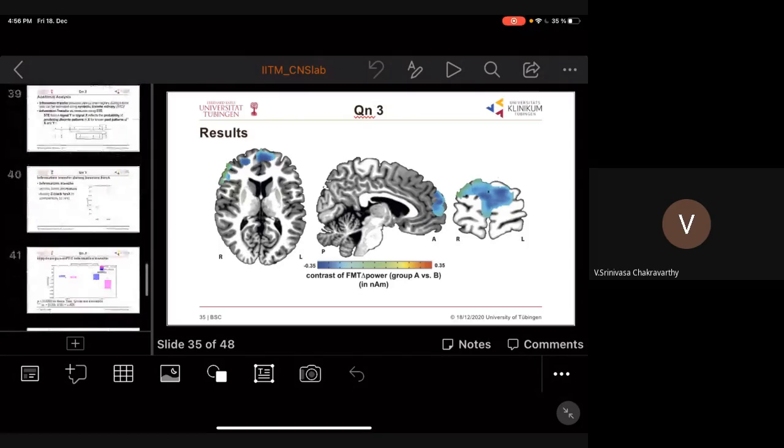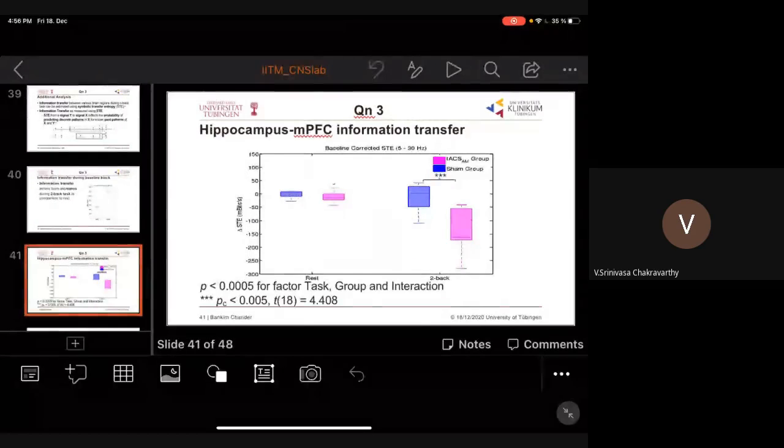Eventually we could solve this when we looked at the transfer entropy between the hippocampus and medial prefrontal cortex. If you look at the resting state and take the difference between pre and post conditions, they are more or less the same between the two groups, but when doing the working memory task, there is a drop in information transfer during the stimulation.